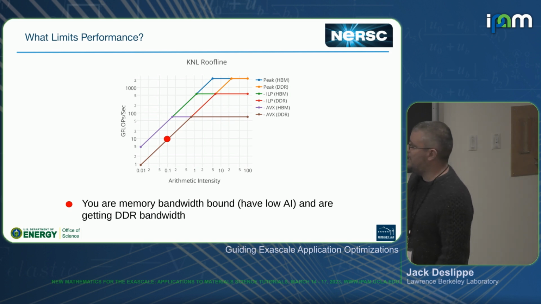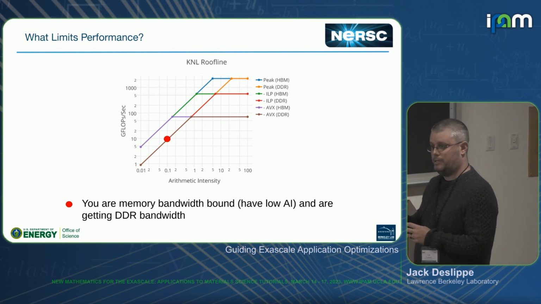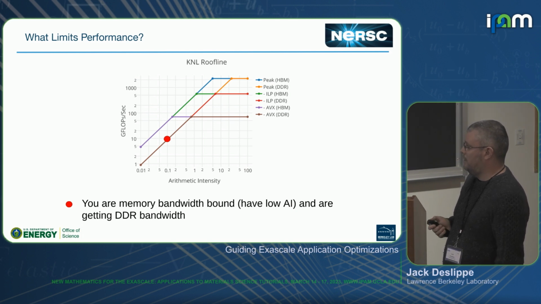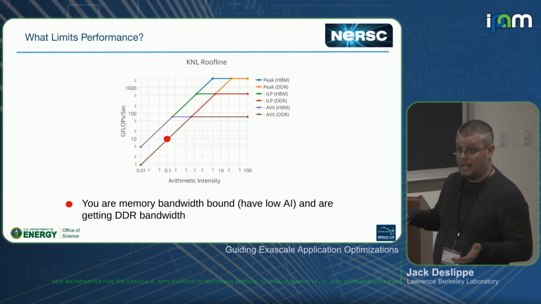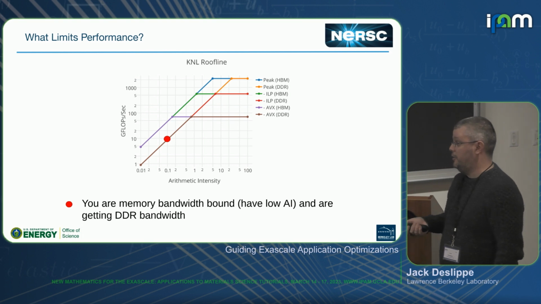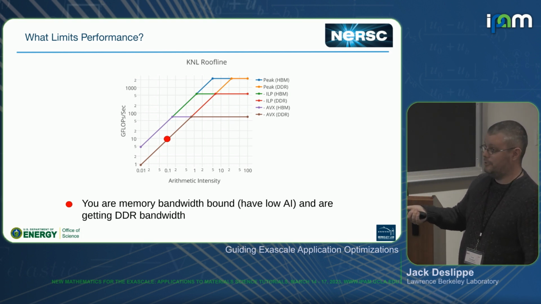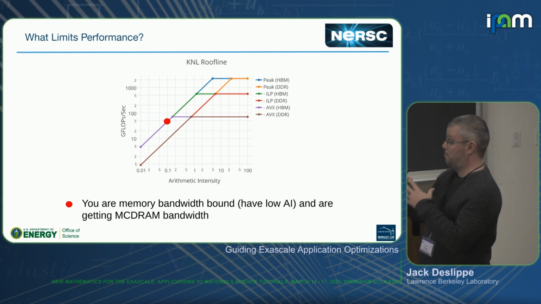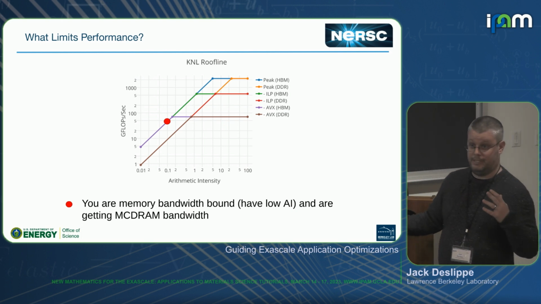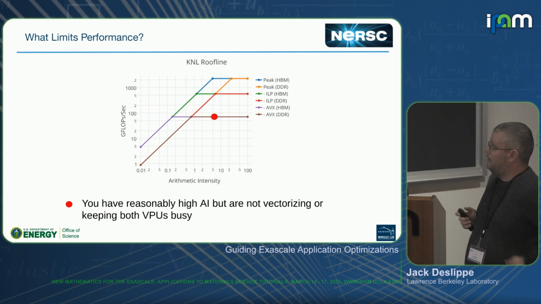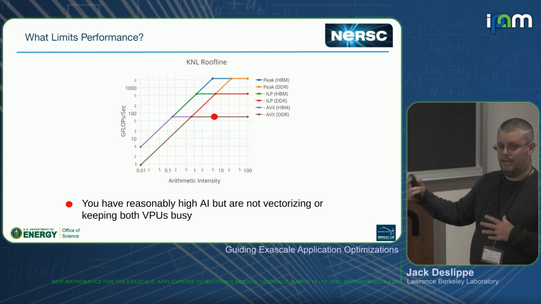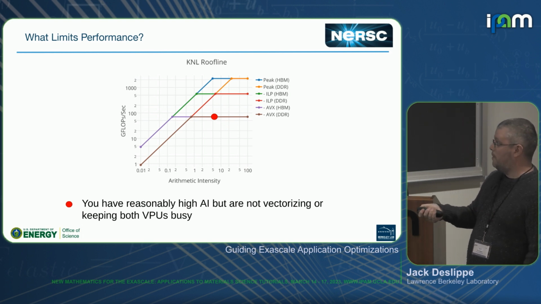So let's look at a couple examples. Let's say you plot the performance of your given application and you put its dot on the roofline curve. If your dot is here, that means you have a memory bandwidth bound application, and you're essentially getting the DDR bandwidth. So you're probably not using HBM if you're on this line. On the other hand, if this is your dot, then you likely have a memory bandwidth bound application, but at least you're using the MCDRAM to get higher memory bandwidth. If your dot is over here, well, good news, you have a reasonably high arithmetic intensity. You're not moving all that much data, but you're probably not vectorizing or keeping both of those vector processors busy.